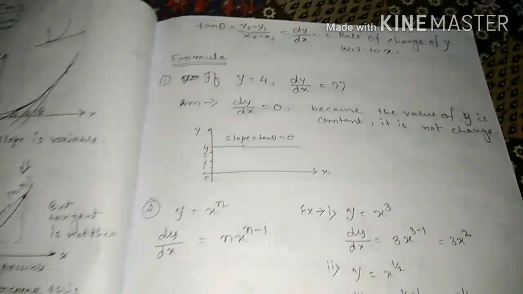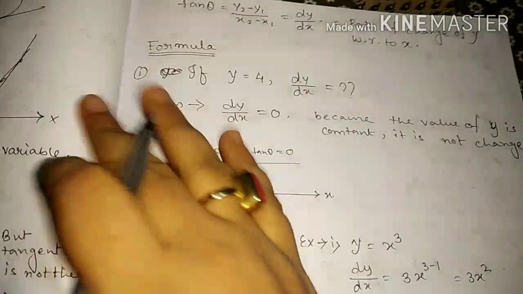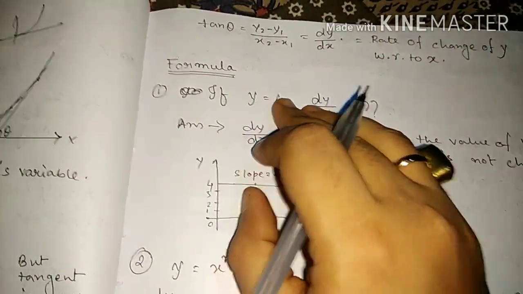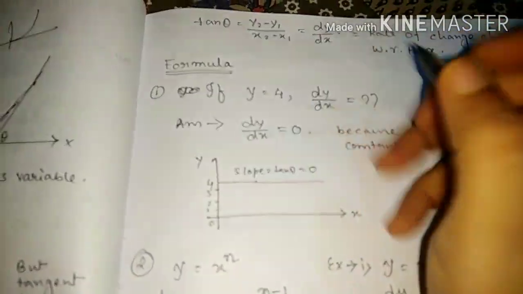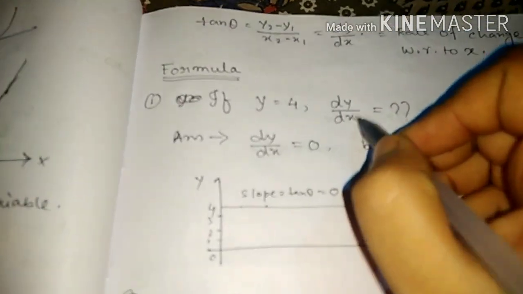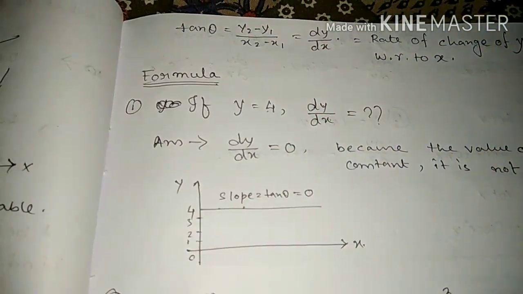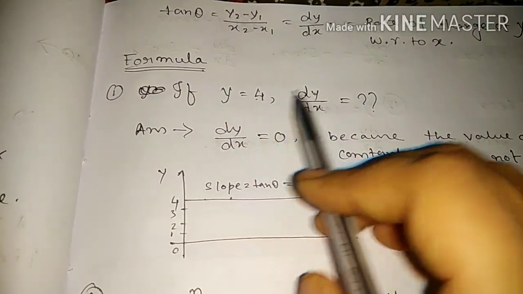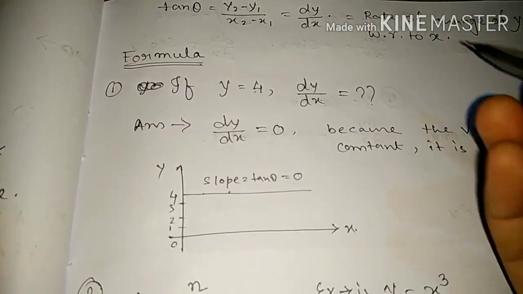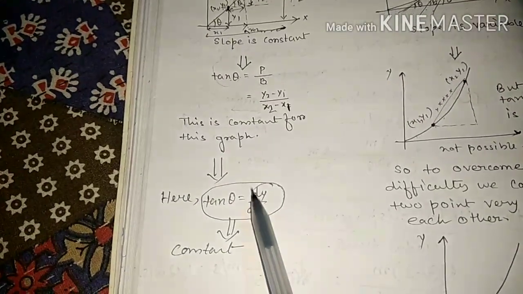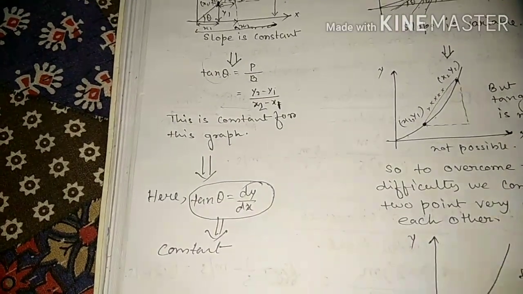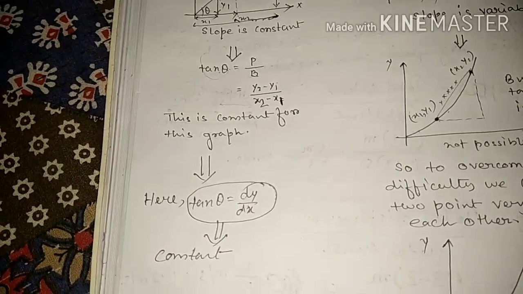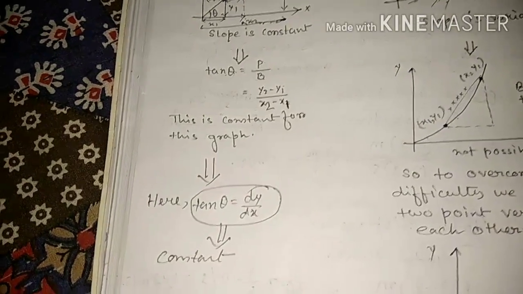Okay, let's start with the first formula. First formula: if the value of y is constant, then what is the value of dy by dx? Any numerical number is a constant number. So if suppose y equals 4, then what is the value of dy by dx? dy by dx is 0. Because if this is a constant, there is no change, so it equals 0.